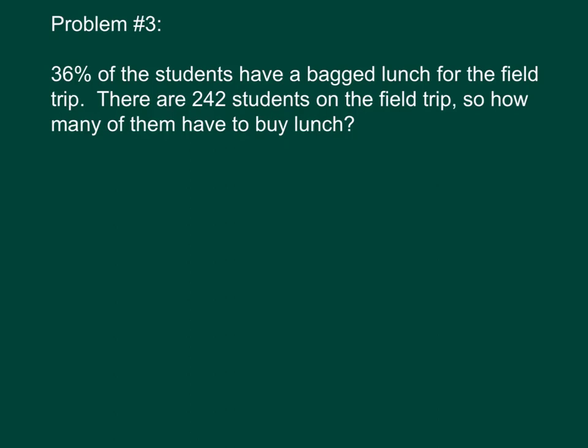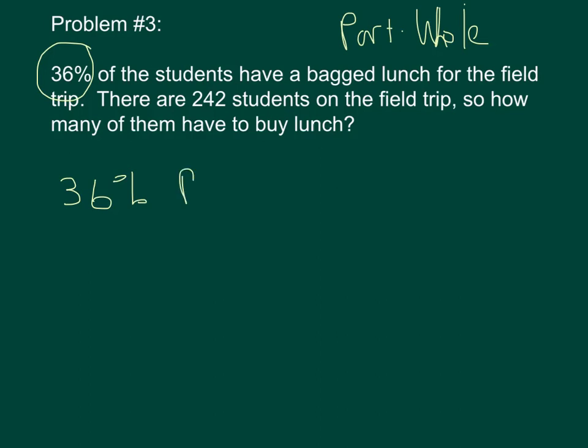So as you can see, we're talking about a percent. And because we're talking about a percent, it must already be part whole. Because as I taught you earlier, you aren't allowed to do percent for part. So I have 36% have a bagged lunch.